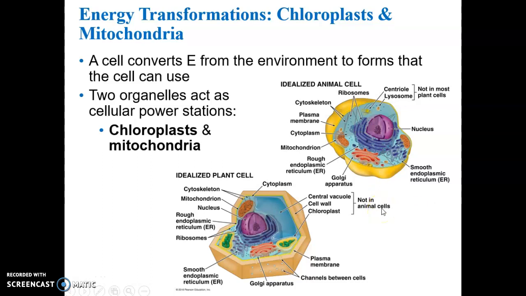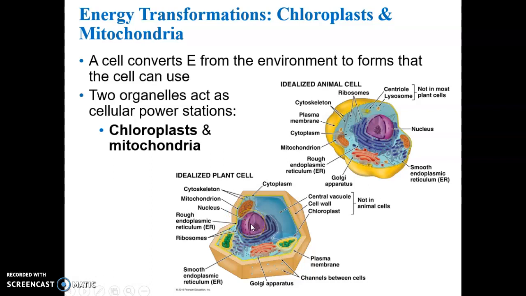So cells have to be able to convert energy, E, from the environment into a chemical form that they can use, and that's going to be ATP. If it's an animal cell, they have to convert energy from the environment, food that they ingest, that gets broken down, eventually becomes blood sugar or glucose that the cell can then break down to harness the chemical energy in glucose and convert it into ATP that the cell can then use directly.